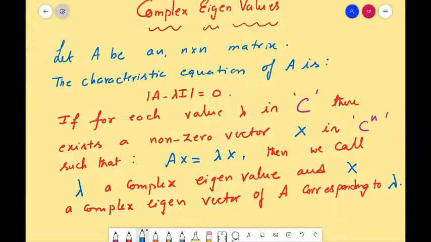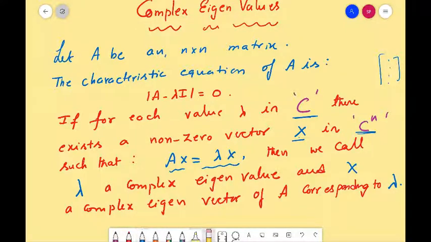Let A be an n by n matrix. The characteristic equation of A is that determinant of A minus lambda I is equal to 0. This is as usual what we have done for real eigenvalues before. Then if for each value lambda in C, where C is the field of complex numbers, there exists a non-zero vector x in Cn, that means a column vector in Cn, that means Cn will have all n-row column vectors where each entry is a complex number, such that Ax is equal to lambda x, then we call lambda a complex eigenvalue and x a complex eigenvector of A corresponding to lambda.